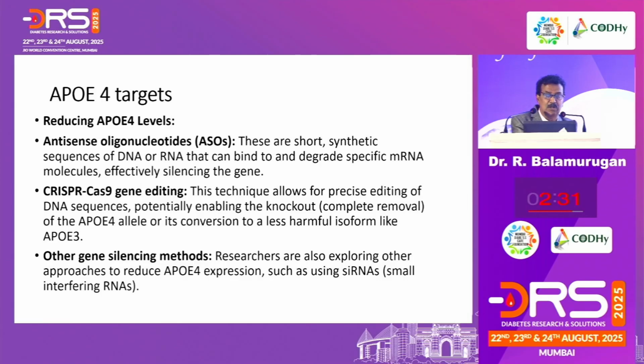using antisense oligonucleotides. These are short synthetic sequences of DNA or RNA that can bind to and degrade specific mRNA molecules, effectively silencing the gene. Second, the CRISPR-Cas9 gene editing. This technique allows for precise editing of DNA sequences, potentially enabling the knockout of the ApoE4 allele or its conversion to a less harmful isoform like ApoE3. Other gene silencing methods are also in vogue.